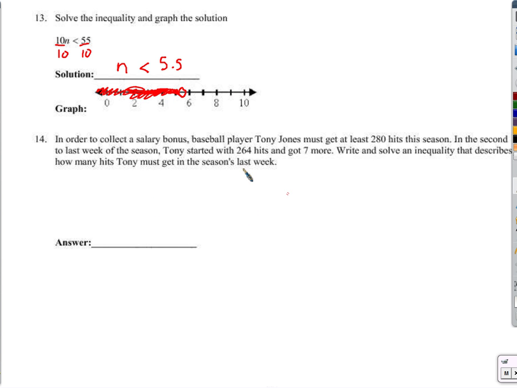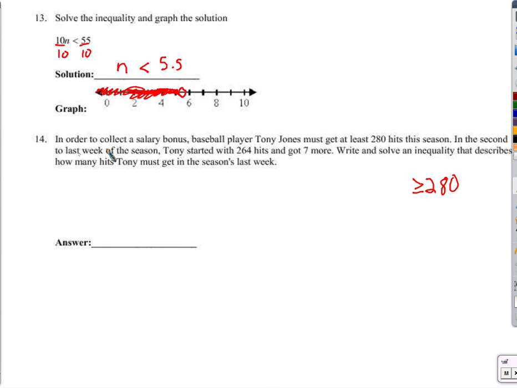In order to collect a salary bonus, baseball player Tony Jones must get at least 280. I like to just put that in my head: 280, right? At least that much. So 280 is on the smaller side. 280 is the very smallest number of hits that Tony has to get. So the number that he needs to get could be greater, so the total number of hits needs to be greater than 280 or equal to 280.